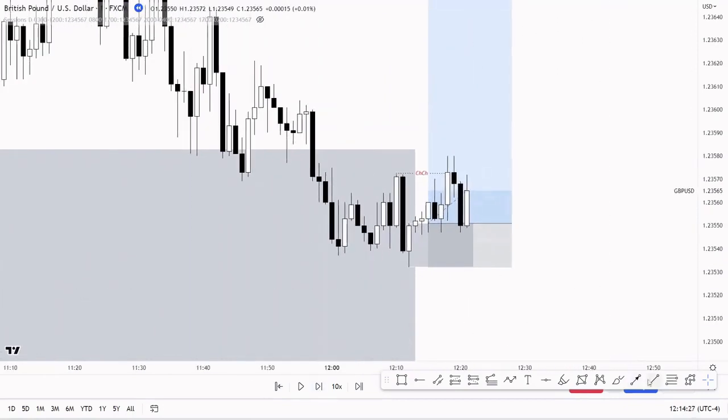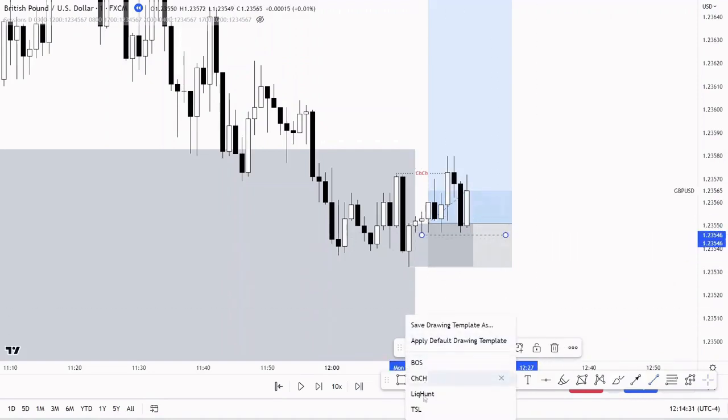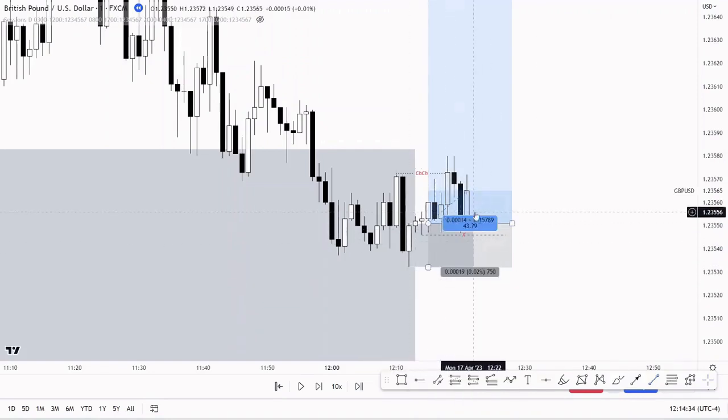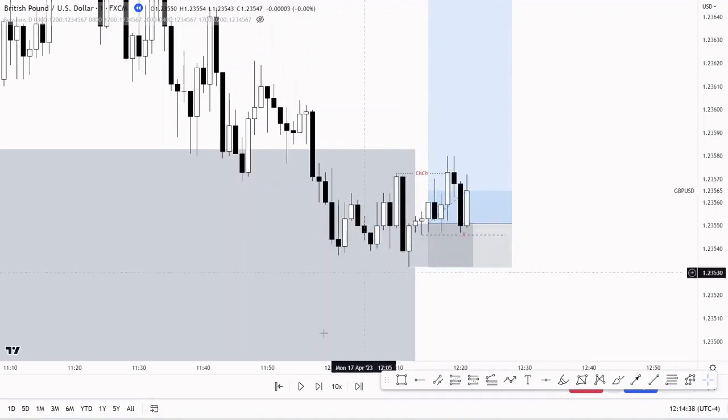Now where is the liquidity? Liquidity is below the candle which broke the change of character line. And also you can see, market is tapped many times and moved up and making equal lows. Means there are a lot of stop losses. Let's see what is going to happen.